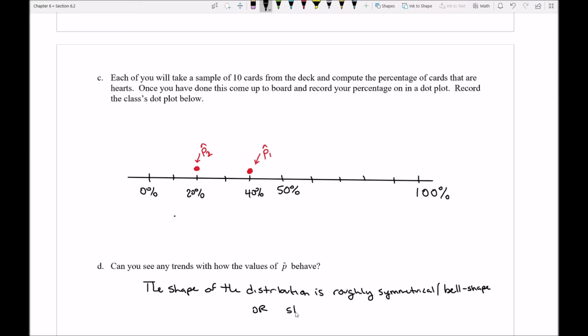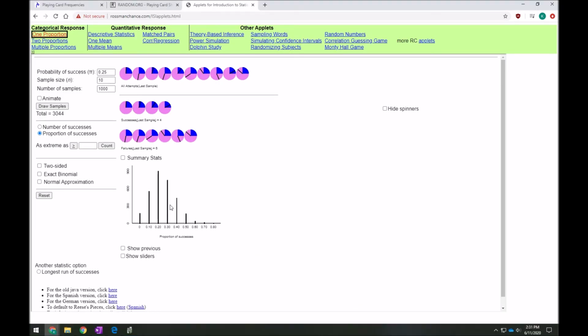Or maybe we could say skewed to the right. Now in terms of what's most common, if I go back to that picture, it seems like things in the area of 20% or 30% were actually the most common. And that's maybe not too surprising, again, considering that we actually know that 25% of all the cards in the deck were actually going to be hearts. So it'd probably be pretty typical to get about 25% of your cards being hearts. And that's what we see here. We get a lot of 20s and a lot of 30%.